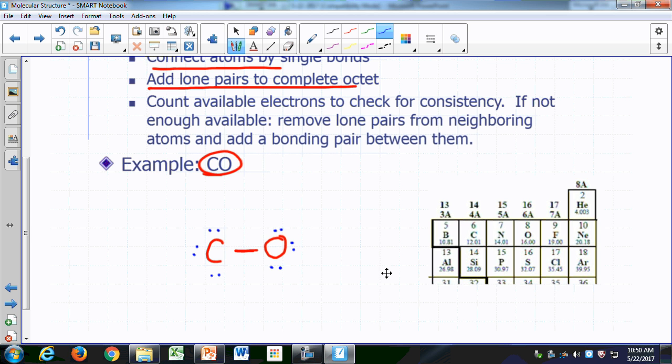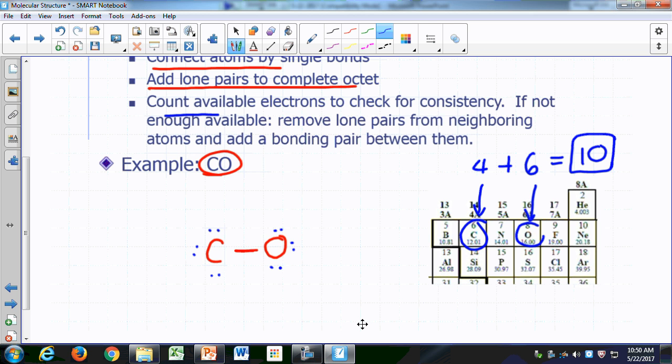Now, let's verify to make sure that this is consistent with the number of electrons that's actually available. Okay, remember, we should have done this first. Carbon is in column 4, so it has 4 valence electrons. Oxygen is in column 6, it has 6 valence electrons. So carbon monoxide should only have 10 valence electrons. Well, let's count how many electrons we have in the structure and see if it's consistent with the number of electrons that we should have.